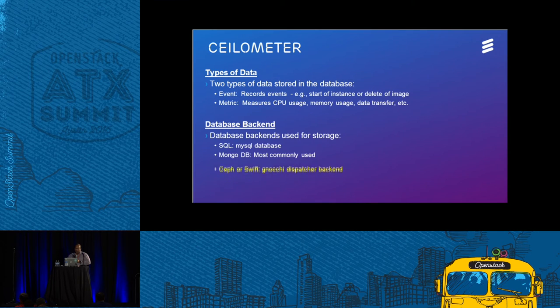So now, as a part of Gnocchi, which is an additional component that has been introduced, you can use Ceph or Swift as a Gnocchi dispatcher backend. In the case of Swift, it is a component in OpenStack itself. You don't need to install a separate database component. If you are already using Swift in your OpenStack architecture, that will be your natural choice to store the Gnocchi backend database.